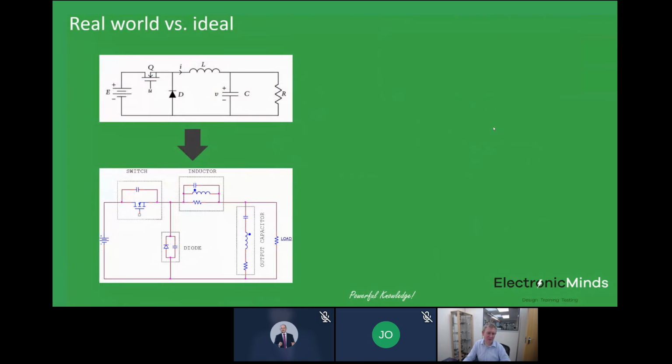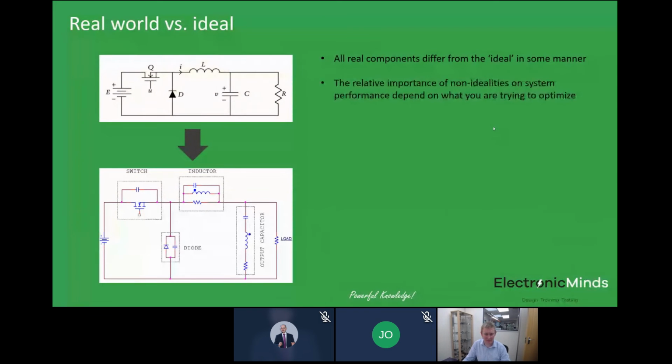So if we take a first attempt at trying to model some of those non-ideal components, this is what I've done here. All components in practice differ from those ideal models, whether it's semiconductors, passive devices, whatever, PCB traces. They're never exactly what you want. They've all got parasitics. And it's the relative importance of those parasitic or non-ideal aspects of the devices that have a real bearing on the performance you're able to achieve from your system. So you really need to know about them.